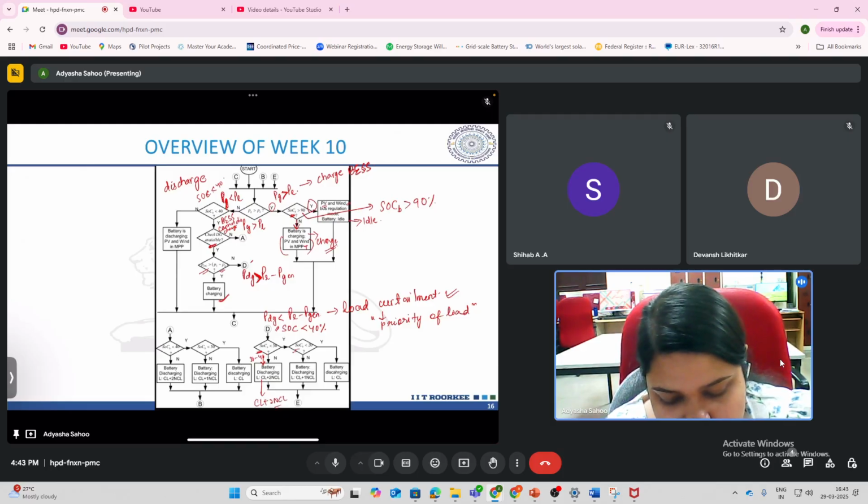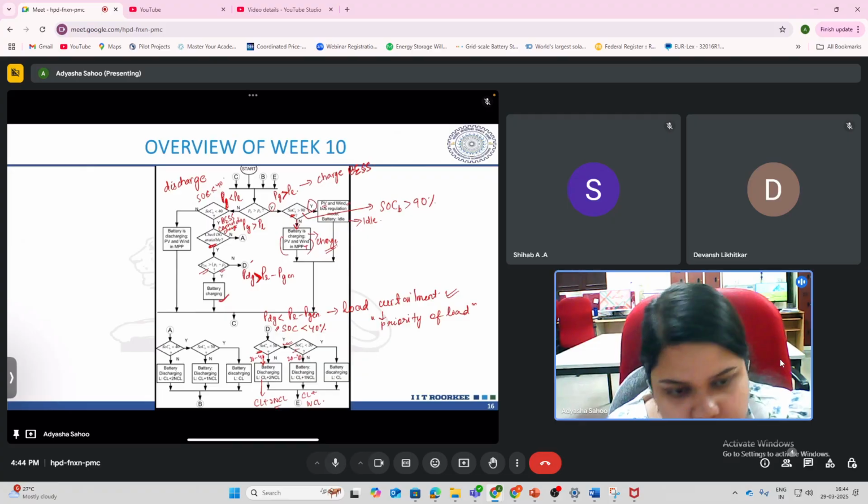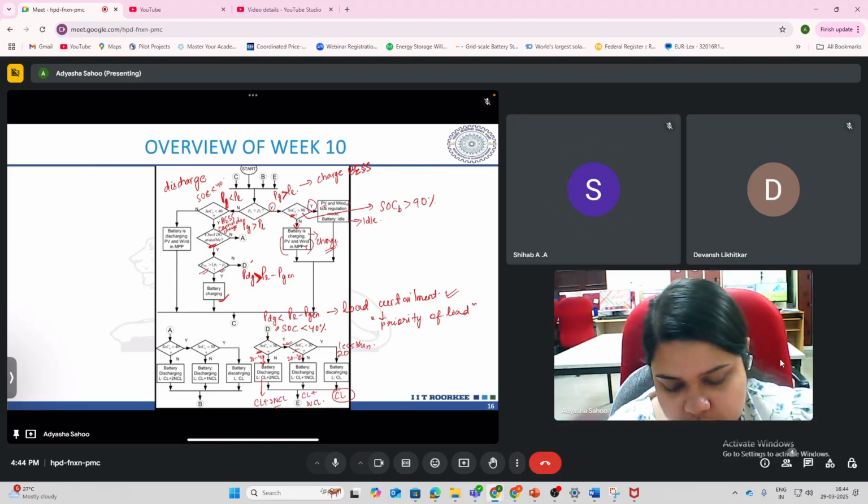But if the battery SOC is even less than 30%, that is here, then you again check whether it is less than 20%. If it is between 20 and 30%, then you can supply the critical load plus one non-critical load. But if the SOC is further less than 20%, then you can only supply the critical load. Is this part clear? Okay, so this was algorithm D.